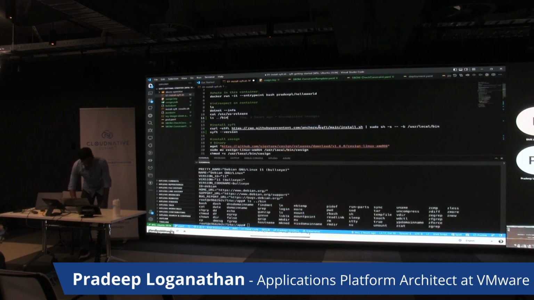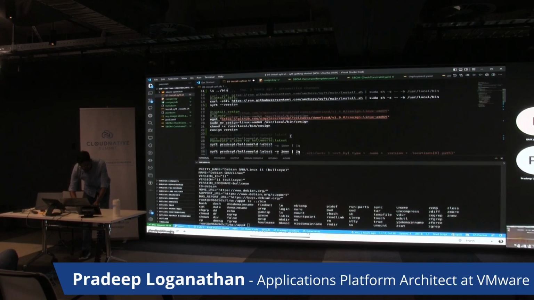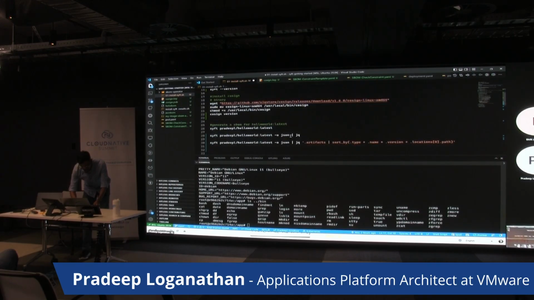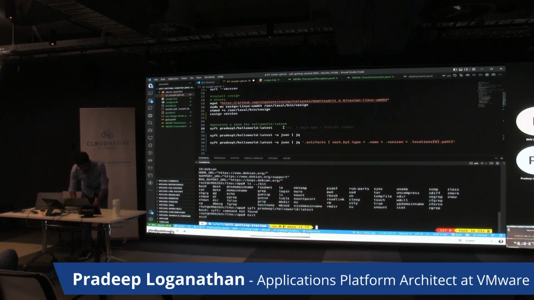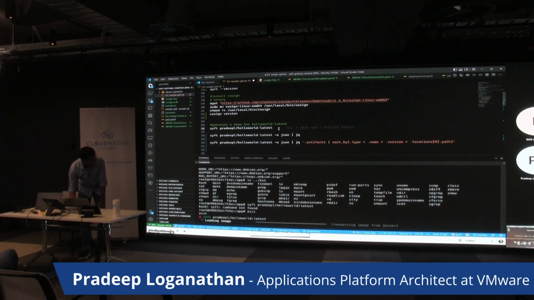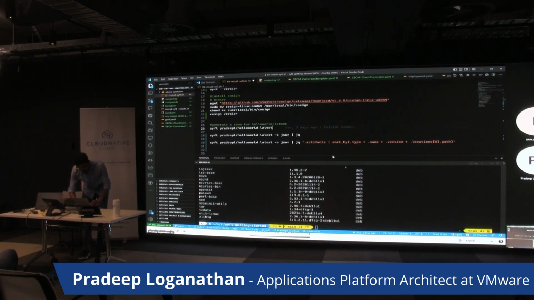So Syft is a tool to generate SBOMs. It's an open source tool. You can install it from GitHub. Let's see how I can generate an SBOM. So let me just generate an SBOM. Sorry, I need to exit the container first.